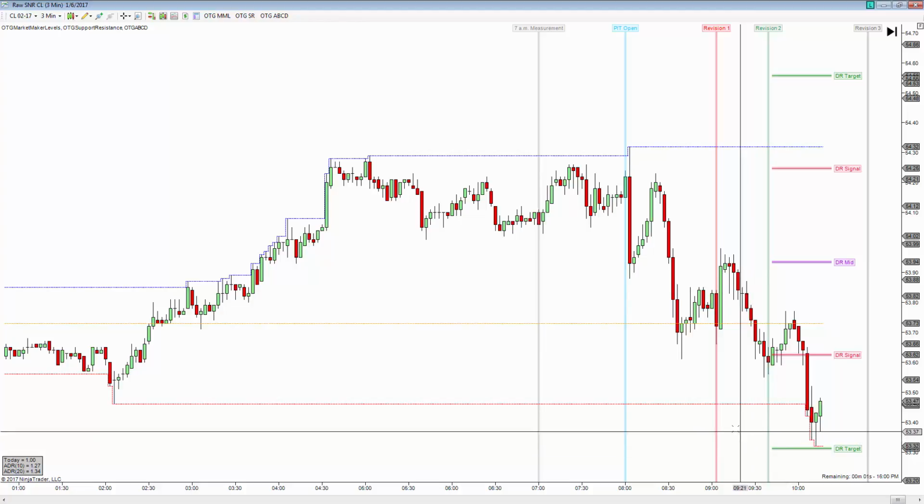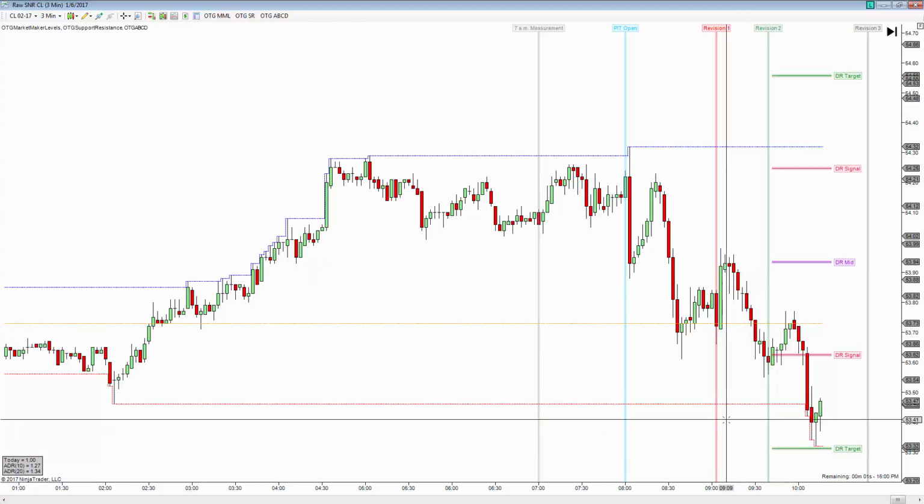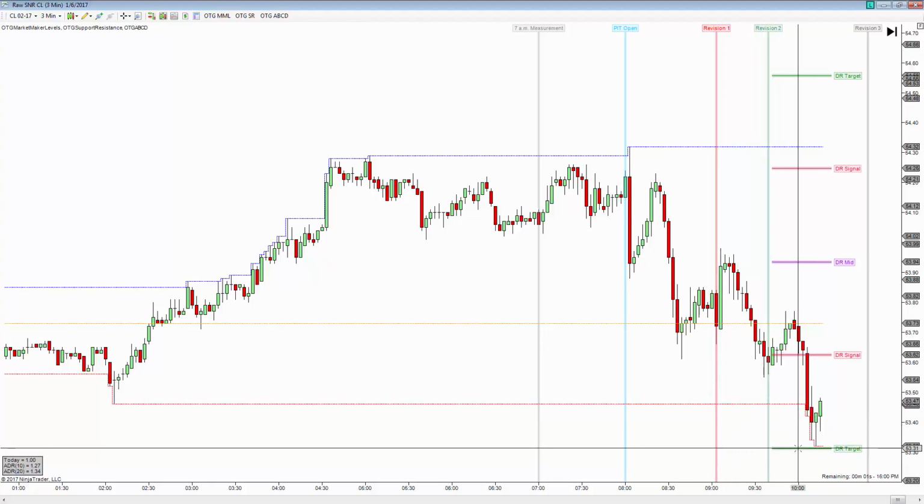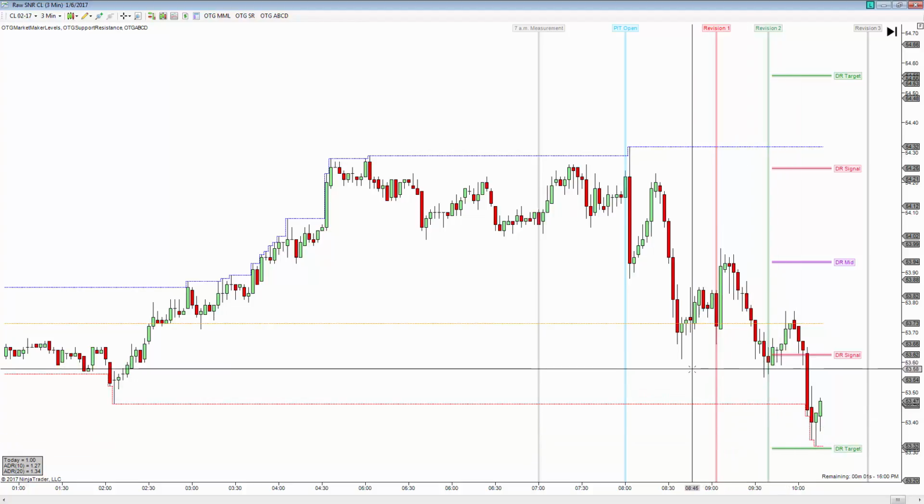Now, that's the good news. The bad news is I did pull it off just a little bit early. I pulled it off at 48, I think. So I went a 2-to-1 risk reward on the trade. Now, it ultimately hits that target down there. But again, I was looking to try to get out.